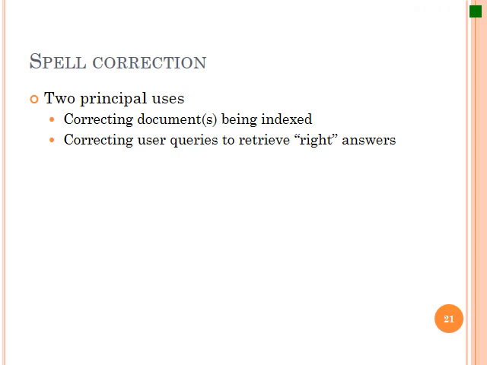So the next kind of tolerant retrieval I want to talk about is spell correction. There are 2 principal purposes for doing spell correction. One is that there can be errors in the documents to be indexed. The other is that the user query may contain some error. So we want to correct the user's query to match as many correct answers as possible.